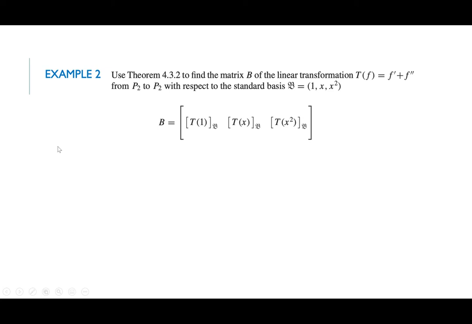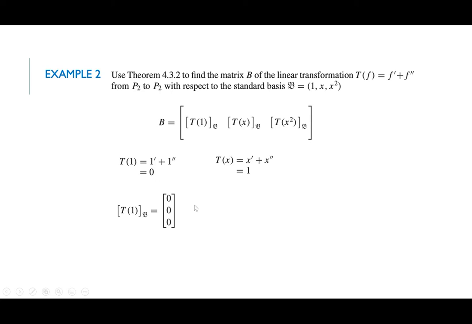So, okay, if we're building this column by column, what we want to do is take this first basis function, transform it, and then write the transform in the coordinates of this basis. Similarly with x, now we'll want to take its transform and then write it in the coordinates of this basis, and then same for x squared. So let's do it. Let's transform 1. So transform of 1 takes 1 prime plus 1 double prime. Both of those are 0. And so what is 0 in this basis? Well, it's 0 times 1 plus 0 times x plus 0 times x squared. So the coordinate vector is going to be 0, 0, 0.